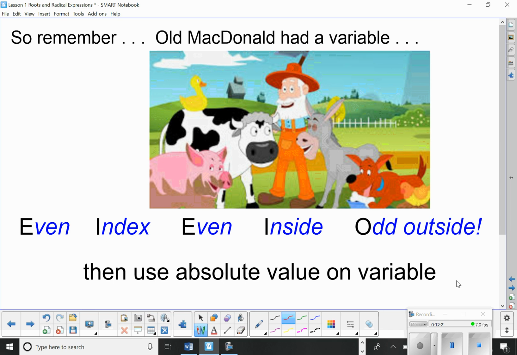So remember, Old MacDonald had a variable, E-I-E-I-O, even index, even inside, odd outside. Then use absolute value on the variable. Just remember Old MacDonald.